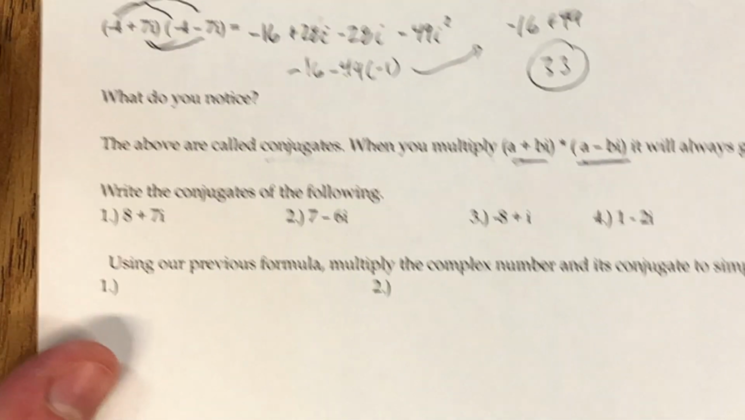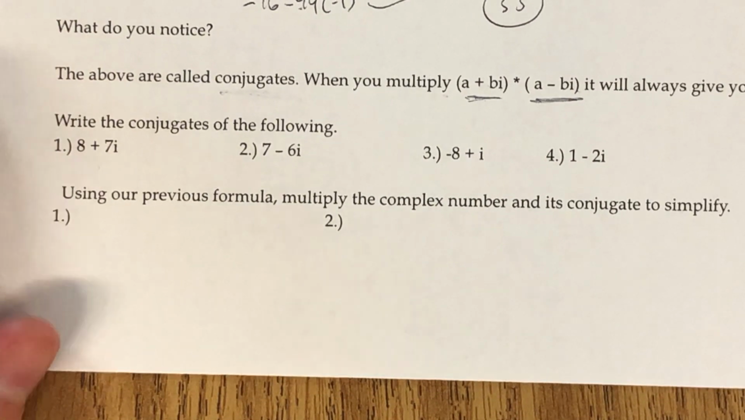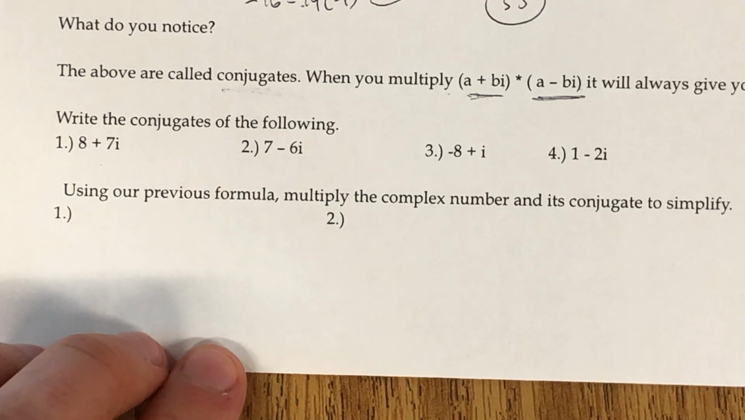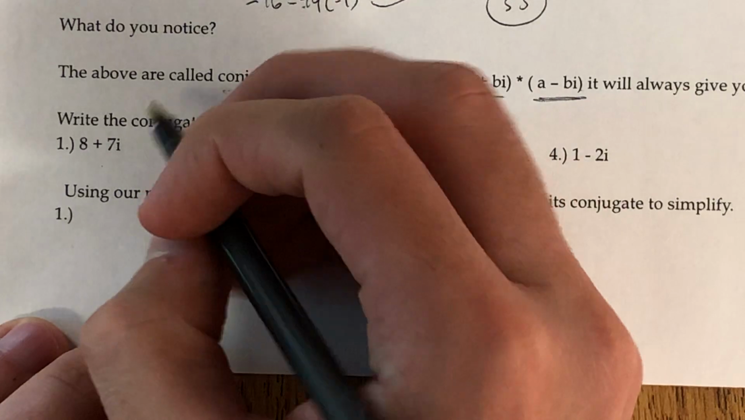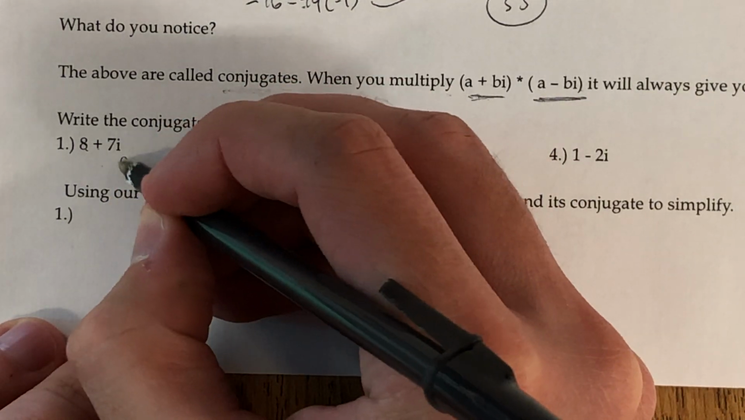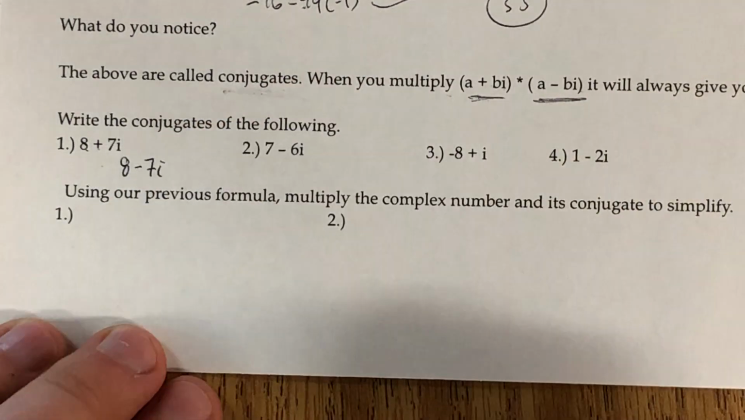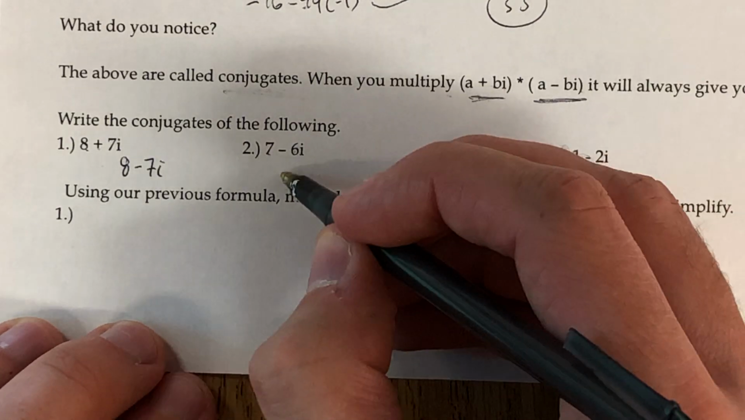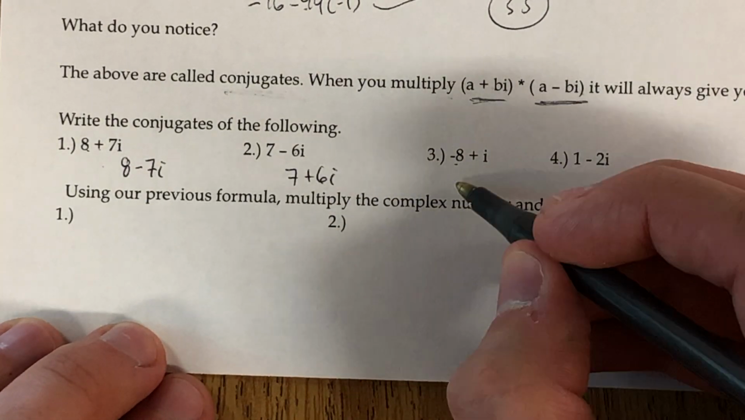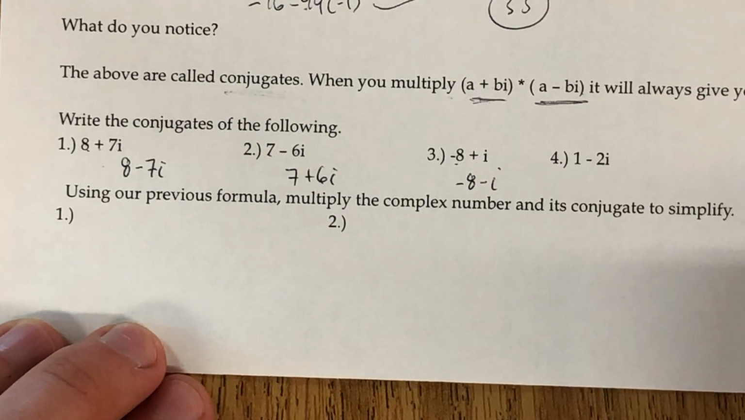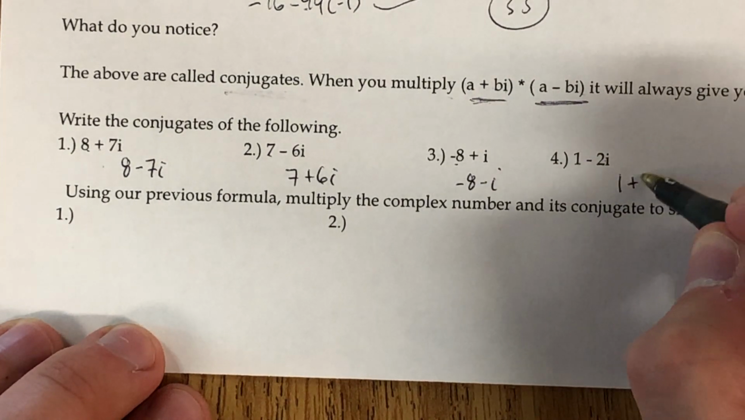So if we look here and want to write the complex conjugates, the conjugate for these, you just change the sign. So the conjugate of 8 plus 7i would be 8 minus 7i. The conjugate of 7 minus 6i would be 7 plus 6i. The conjugate of negative 8 plus i would be negative 8 minus i. And the conjugate of 1 minus 2i would be 1 plus 2i.